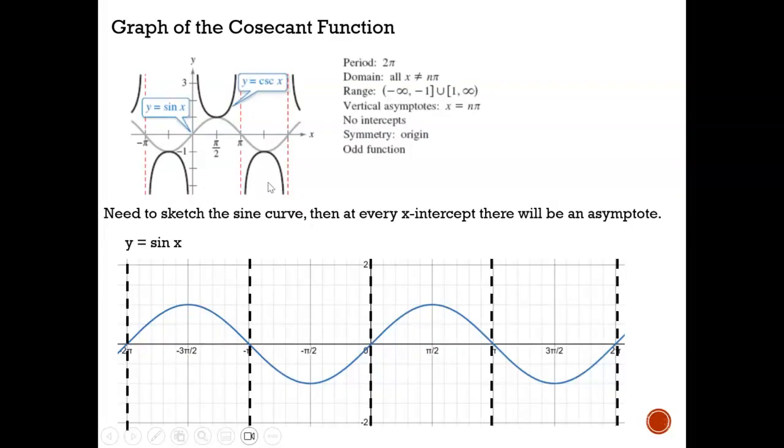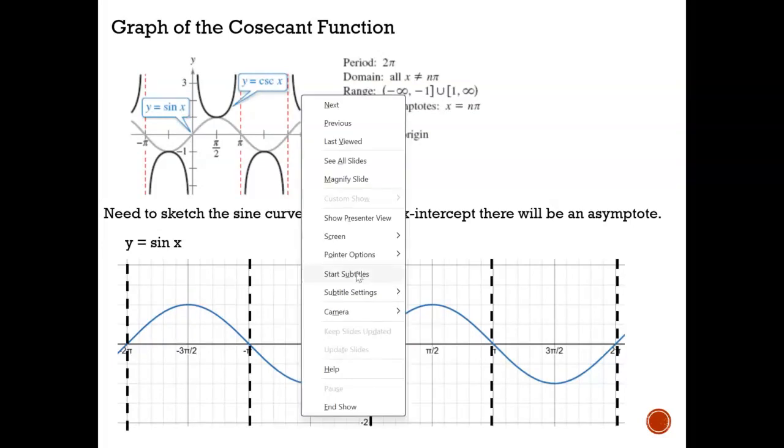This is not that hard to graph, but first, if you know how to graph the sine and cosine, then these will not be that complicated. Okay.